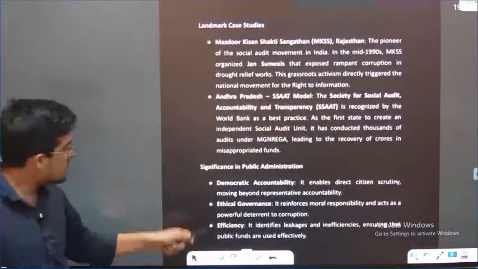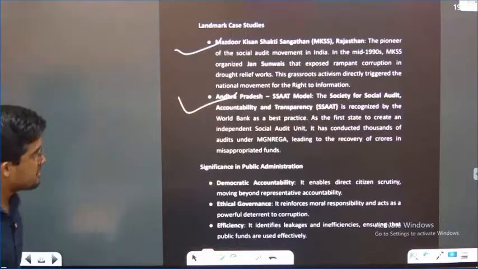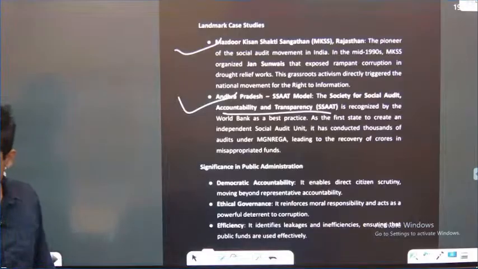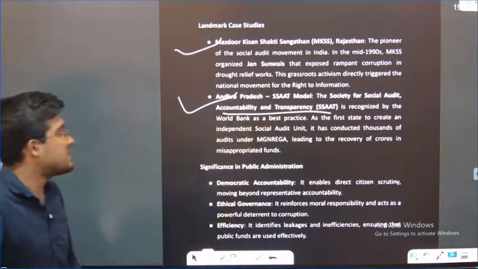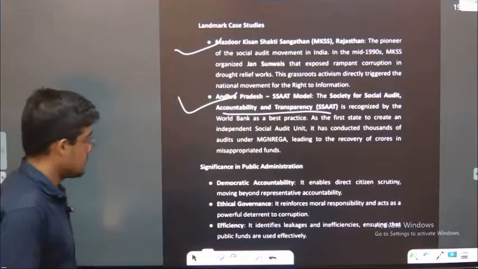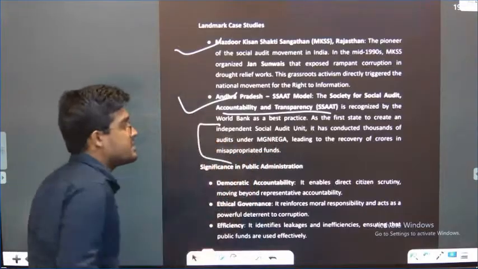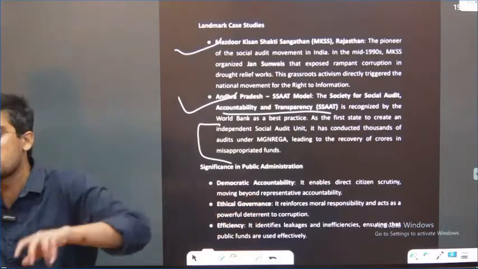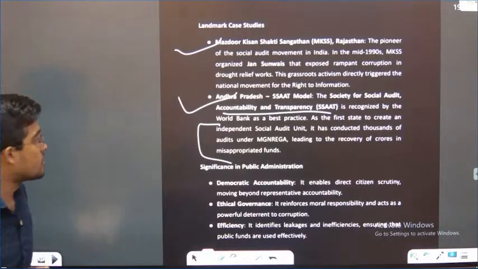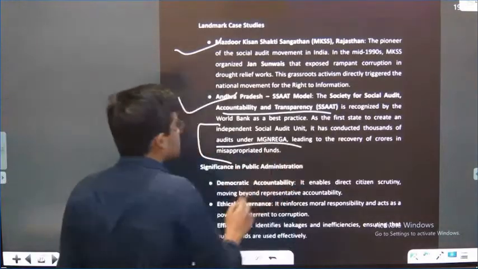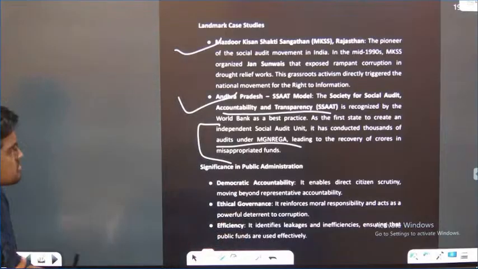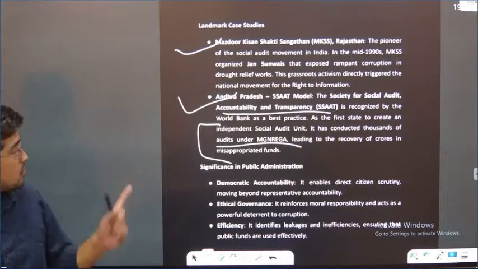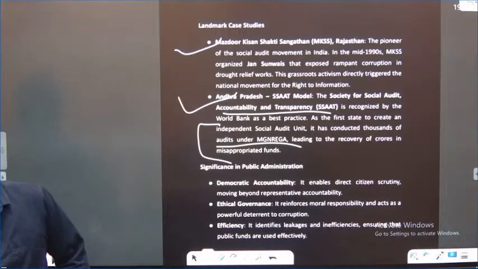MKSS I have already discussed. In Andhra Pradesh, there is something called the Society for Social Audit, Accountability and Transparency, SSAAT, recognized by the World Bank as a best practice. It is the first state to create an independent social audit unit. It can go to any place and check any government work. It has conducted thousands of audits under MGNREGA, and it has recovered a lot of funds that were misappropriated. So this is the SSAAT model of Andhra Pradesh. Do you know about this?